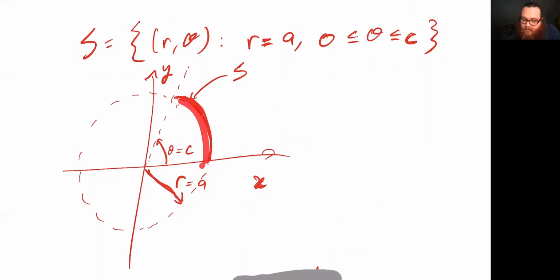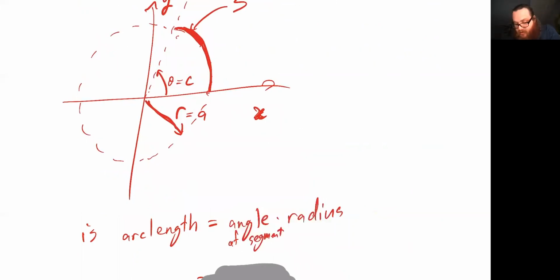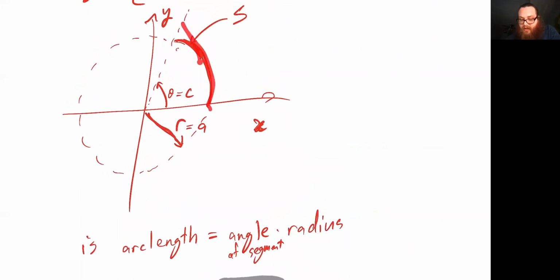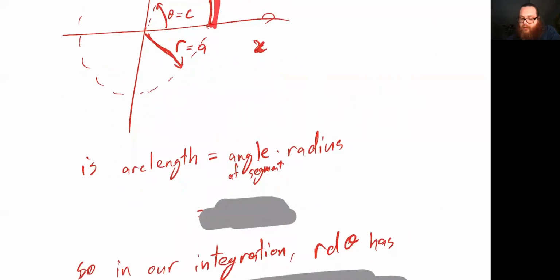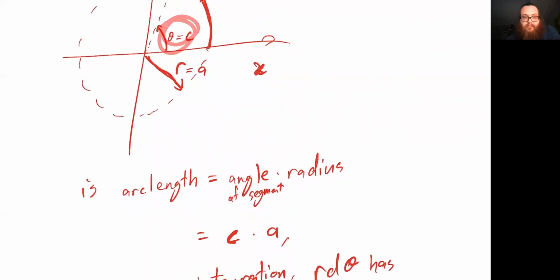So as a picture of that, we're going to have something like this, where this is the angle of this segment, and this is the distance to the origin of the circle, or the radius of the circle. So the question is, what is the length of this arc right here? It turns out the arc length is going to be whatever angle we're picking up times the radius of the circle, which in this case is c, which was the angle, times a, which is the radius.